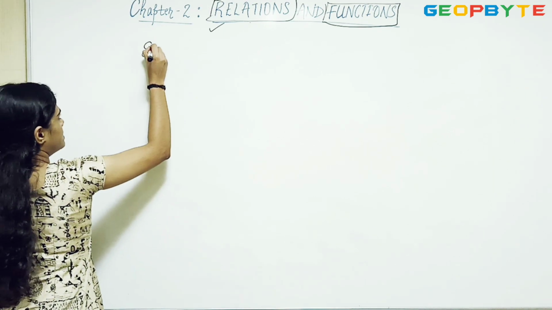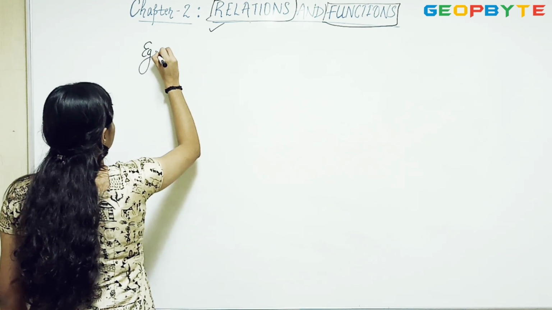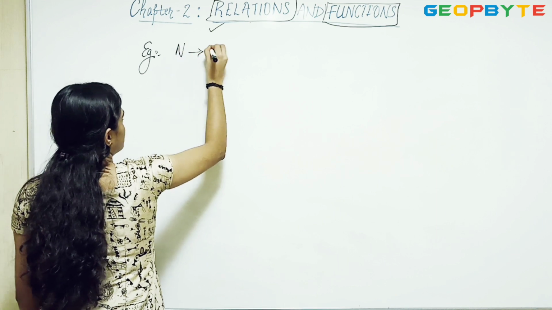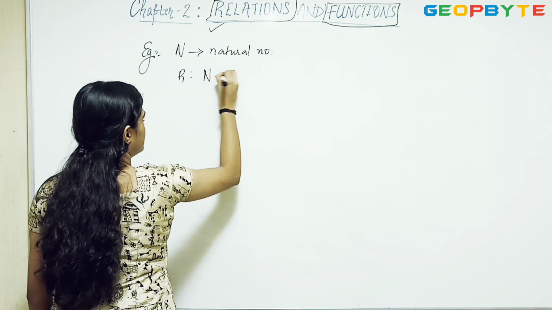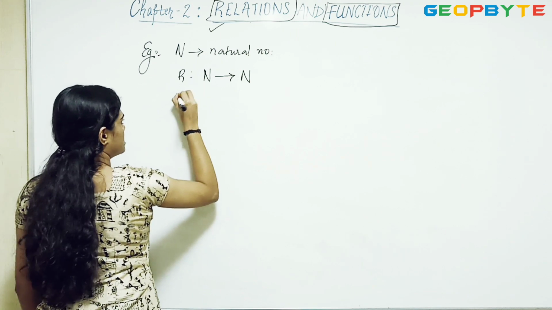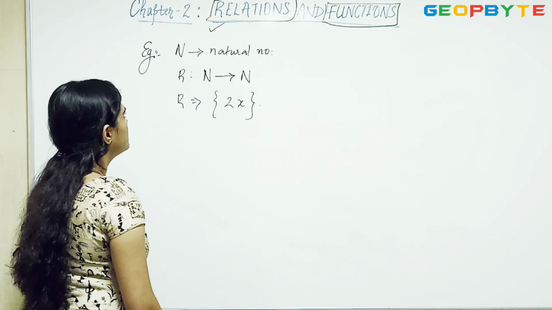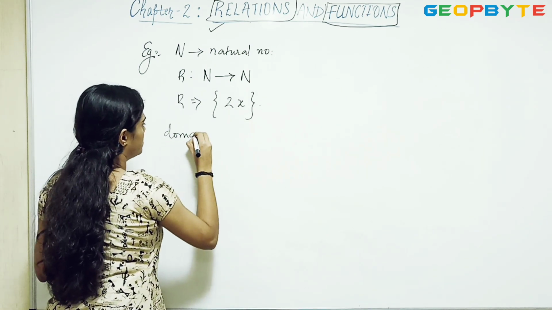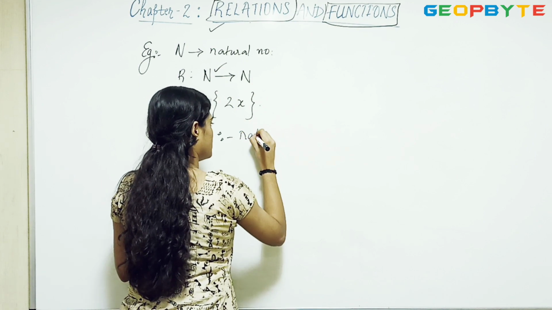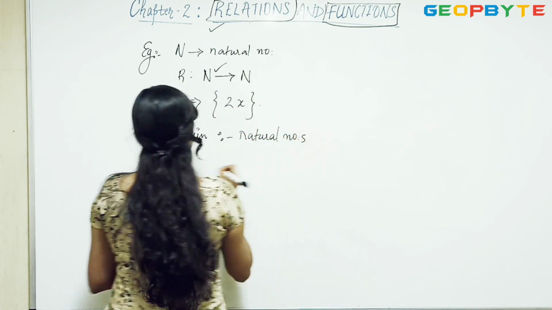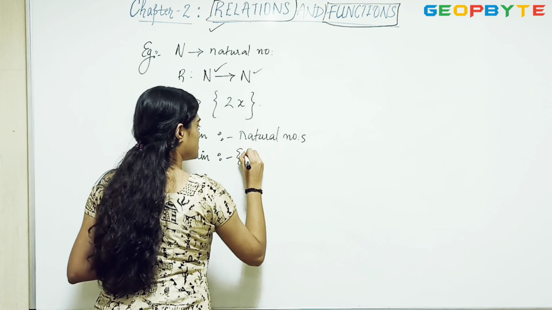Now I'll give you another example. Hope you guys didn't forget what is domain and codomain. I'll repeat it again. For example, if N is the natural numbers and I define a relation from N to N with the rule 2x, then what is my domain? From where it is defined? It is defined from N, that is my natural numbers. And what is my codomain? That is to where it is defined. It is also natural numbers.